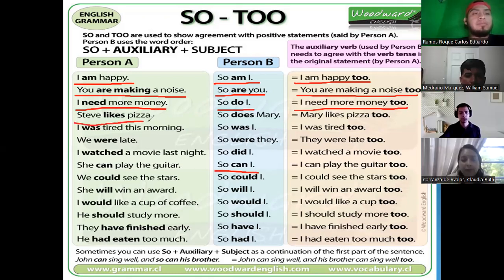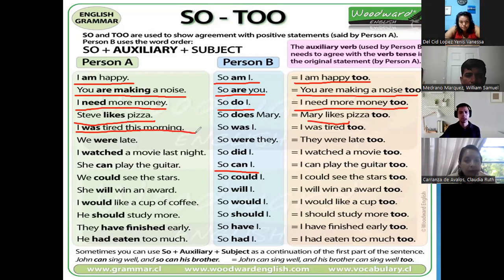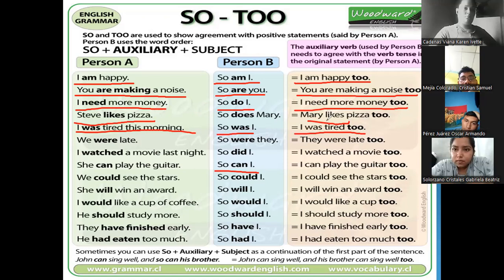Carlos Eduardo, help me with this one, please. Steven likes pizza. So does Mary. Mary likes pizza too. Excellent. Carlos, help me with the next one. I was tired this morning. So was I. I was tired too. Very good. Thank you, Carlos. Claudia Ruth, help me with the next one, please. We were late.